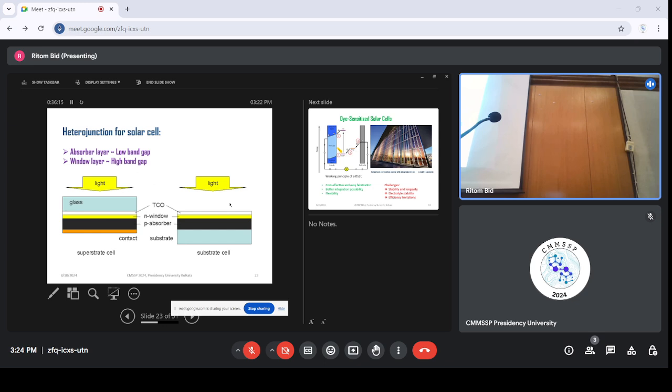So this is the N-type window layer and the P-type absorber, and above that there is a transparent conducting oxide that acts as the electrode. The light enters in this direction, is transmitted through the window layer because that is transparent, and falls on the absorber layer. Now what is the advantage of this kind of structure? The light reaches the physical junction, and the depletion region is at the physical junction. So the electron hole pair basically generates here.